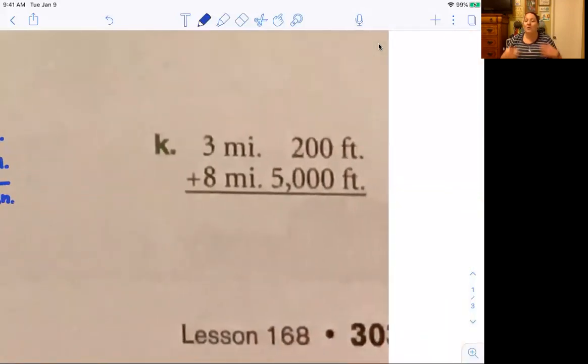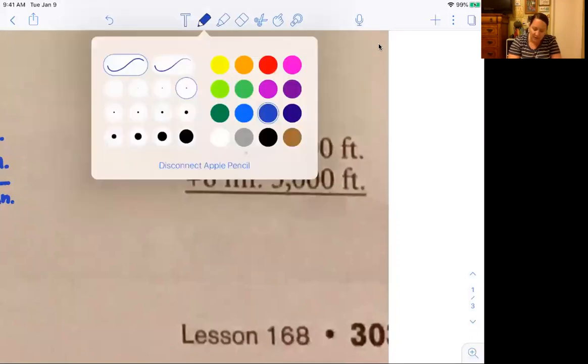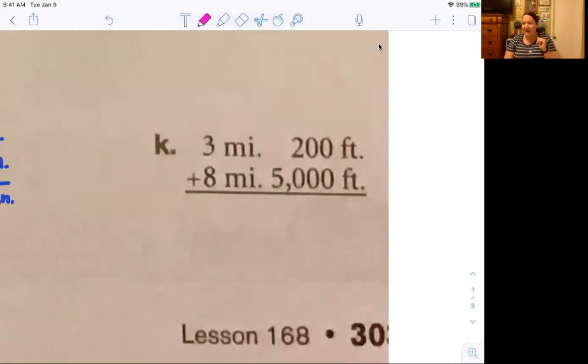Letter K. Ooh, okay. When we add, can we just add? Oh yeah, we can just add. We don't have to do any conversions yet. That's at the end when we simplify. 200 plus 5,000. 5,200. 3 plus 8. 11.